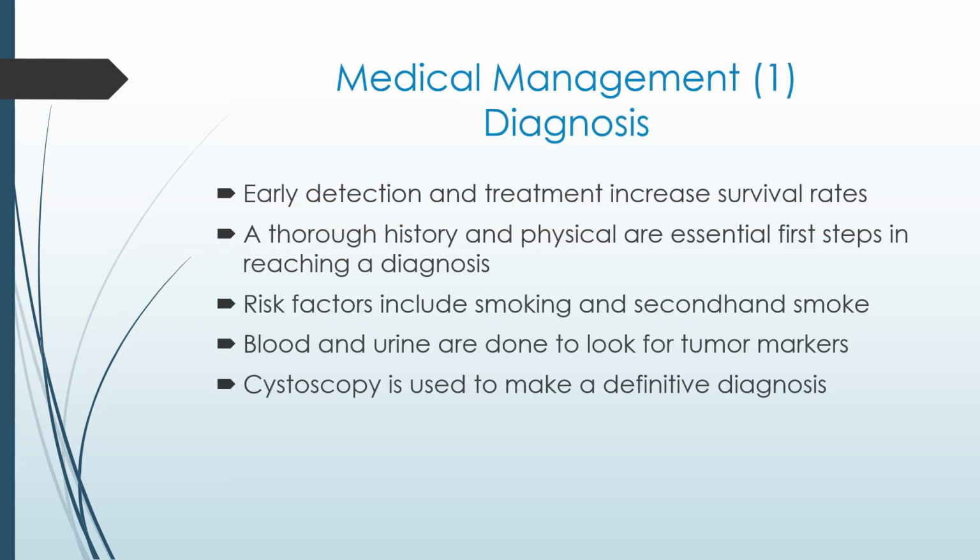Diagnosis: early detection and treatment will increase survival rates. A thorough history and physical are essential first steps in reaching a diagnosis. Again, we are back to that history and physical of the client, and then that all-important family history. Risk factors will include smoking and then secondhand smoke. Blood and urine tests are done to look for tumor markers. Cystoscopy is used to make a definitive diagnosis, and that is when the doctor actually goes up and looks into the bladder and visualizes the tumor.